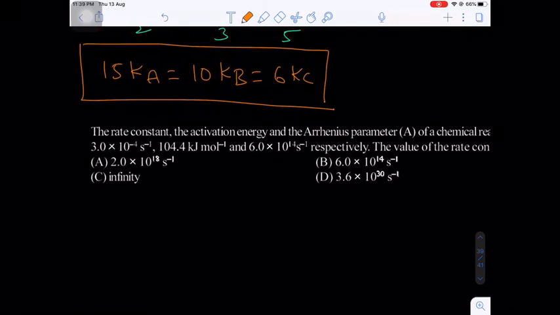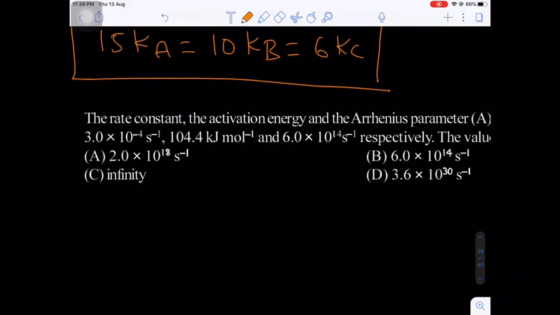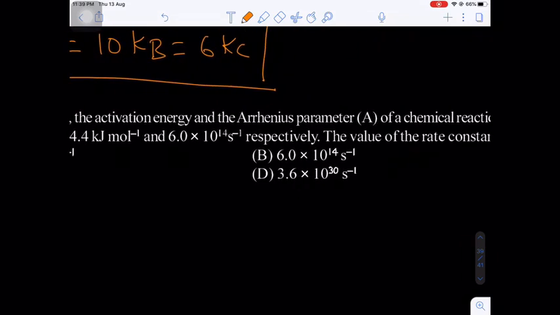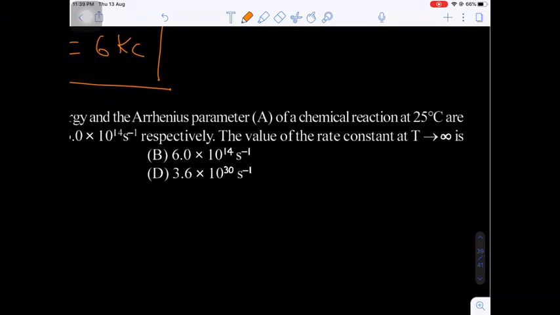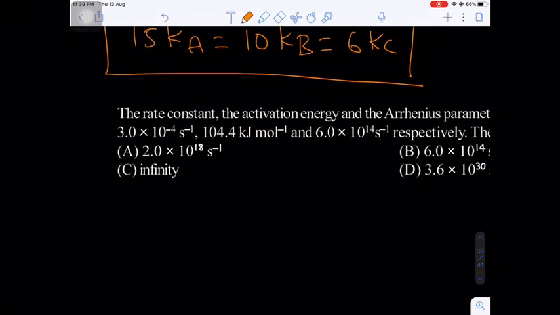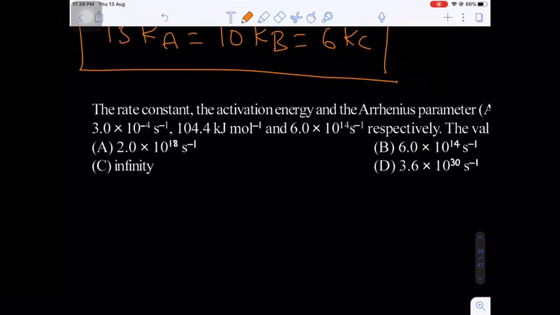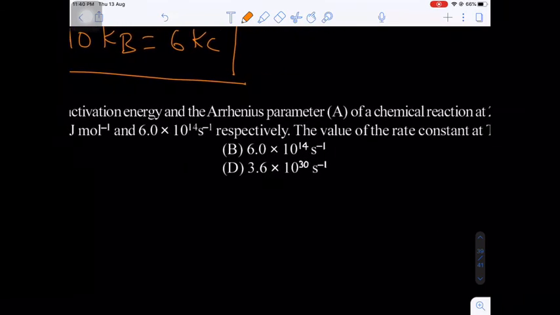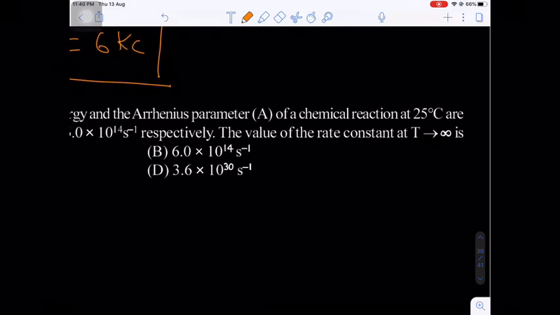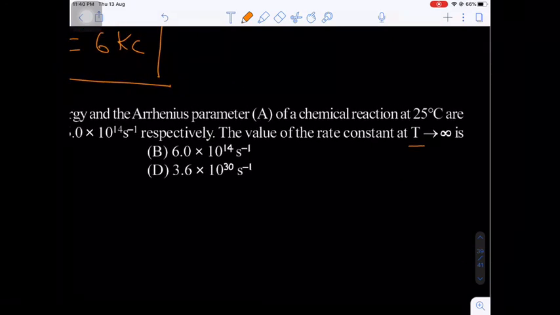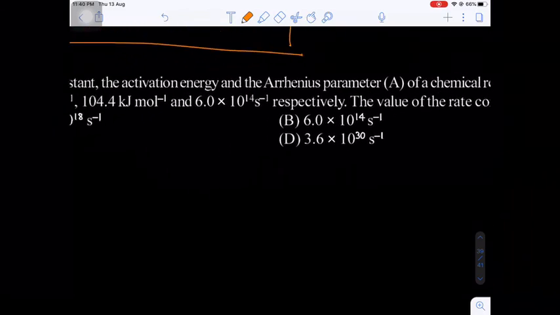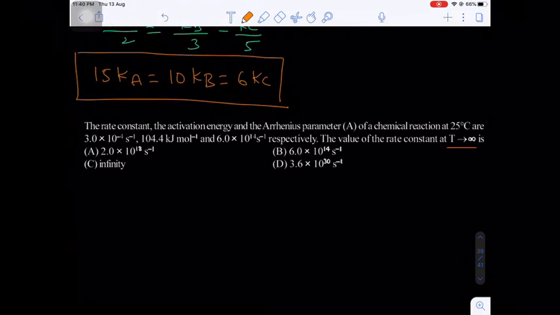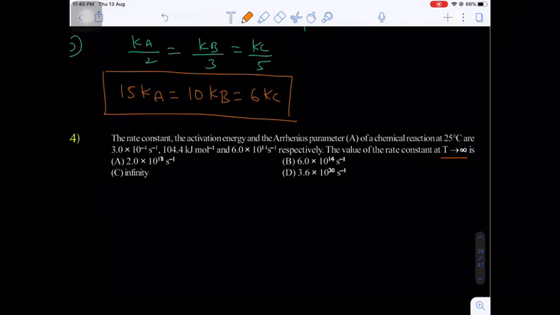Now come to question number 34. What is question number 34? The rate constant, activation energy and Arrhenius parameter A of a chemical reaction at 25 degrees Celsius are 3.0 into 10 raised to minus 4, 104.4 kilojoule per mole and 6 into 10 raised to 14 respectively. The value of the rate constant as T tends to infinity. T tends to what? Infinity. This is very important.